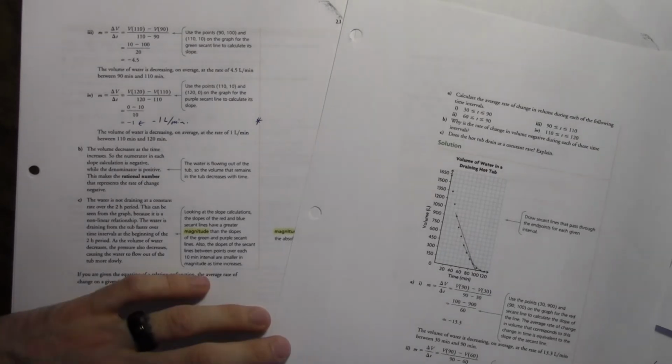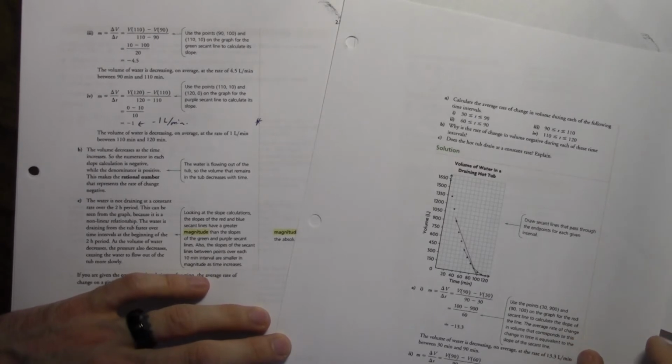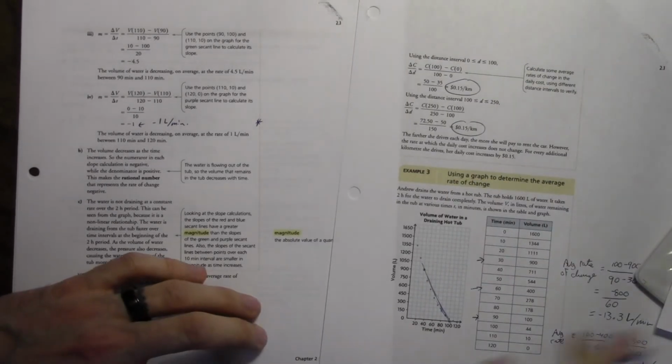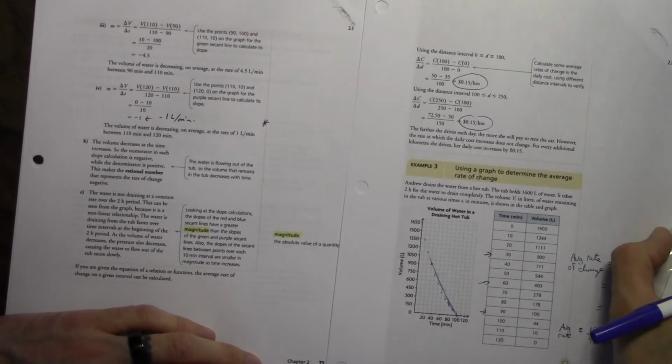Next question asks, why is the rate of change in volume negative during each of these intervals? We already talked about that. C, does the hot tub drain at a constant rate? Explain. No, we talked about that as well. The reason why it doesn't drain at a constant rate is because of the weight of the water.